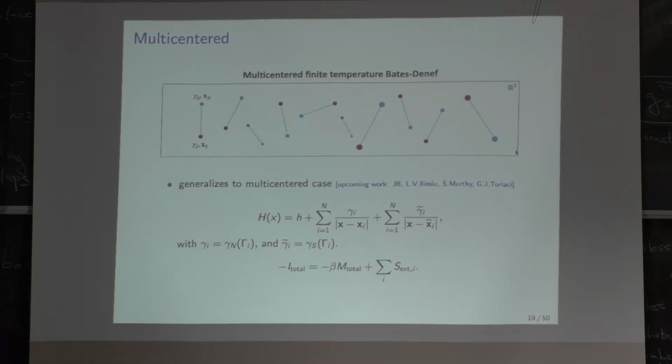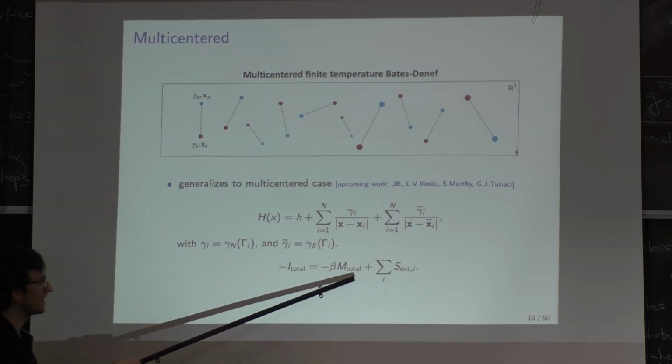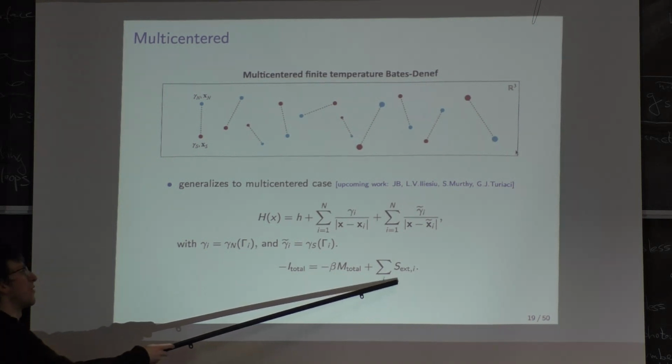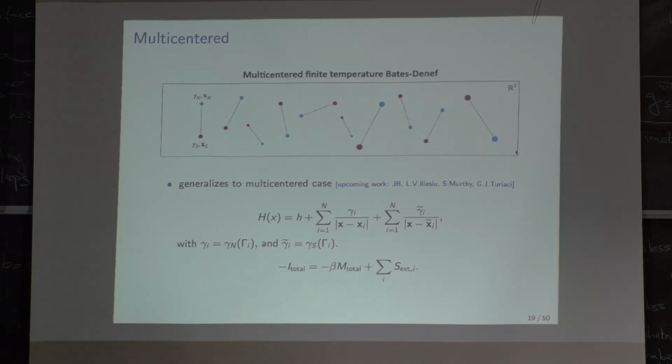So with this, one can now repeat this procedure for a multi-center black hole in these supergravity theories, and we again reproduce a sum over extremal entropies of the individual black holes, together with obtaining this linear dependence on the inverse temperature vector.